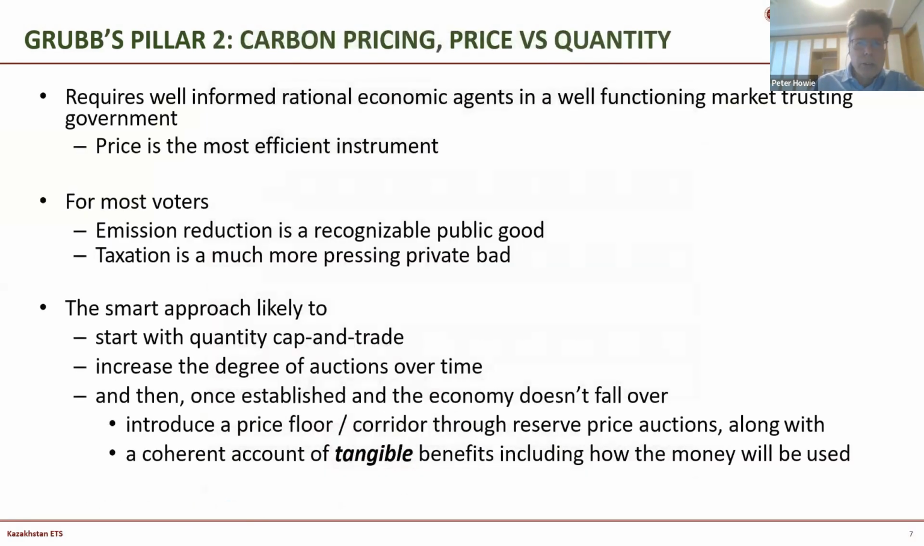The second pillar deals with putting a price on carbon. What Grubb says is that if you want to put prices on carbon, there are things you have to consider. First of all, putting a price on carbon requires well-informed, rational economic agents in a well-functioning market who trust government. So there are a lot of preconditions for price to work.